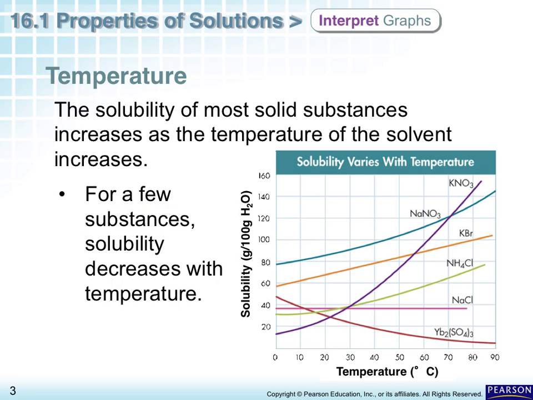When dissolving a solid substance into a solvent, for the most part, the solubility increases as temperature increases. So looking at this graph here of temperature versus solubility, I can see that for most of the things here the solubility is going up and increasing. As temperature increases, solubility increases. But there are a few things where we see the solubility decreasing.